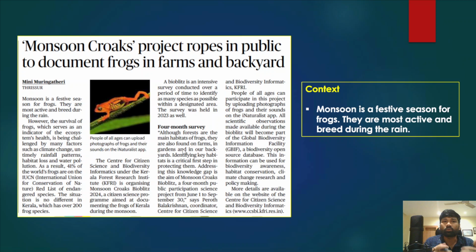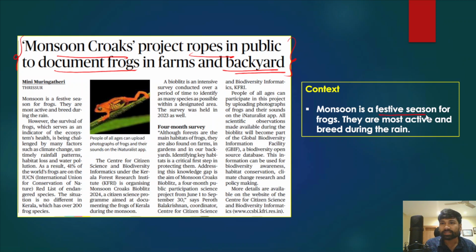Okay, documenting frogs in farms and backyards. So this is known as Monsoon Croaks, a project that roped in the public to document frogs in farms and backyards. Now, what is this project particularly? We'll understand, because it is very important from the perspective of ecosystem conservation and biodiversity.